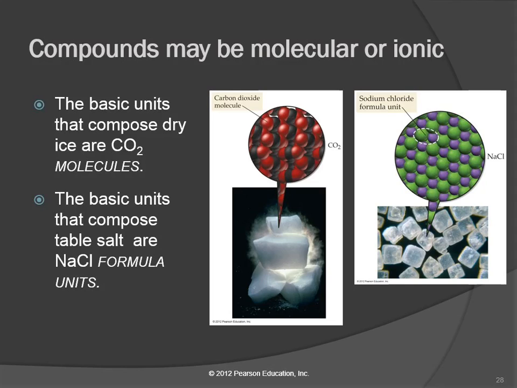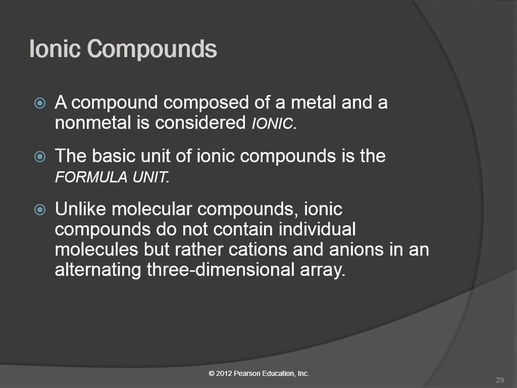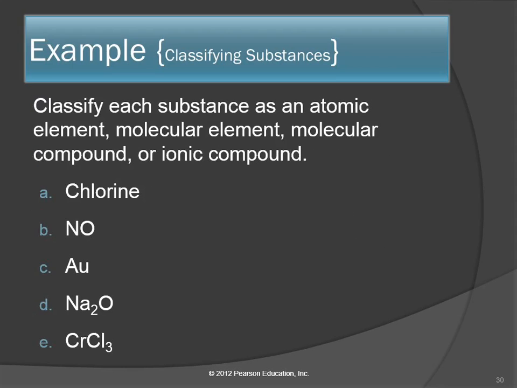Well, that gets awkward to deal with because some are bigger than others, right? So what we do for the ionic compounds is we talk about a formula unit. The formula unit is going to be the smallest whole number ratio of ions to each other. So I kind of just said all of that. The basic unit of ionic compounds is the formula unit, not the molecule. And so they're alternating ions in a 3-dimensional array that don't have individual molecules.